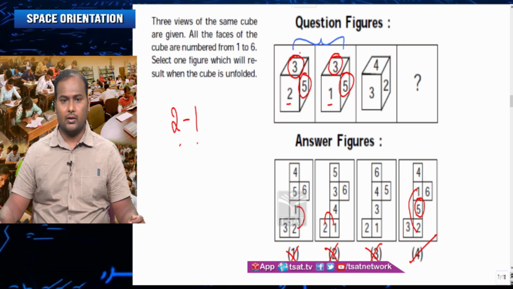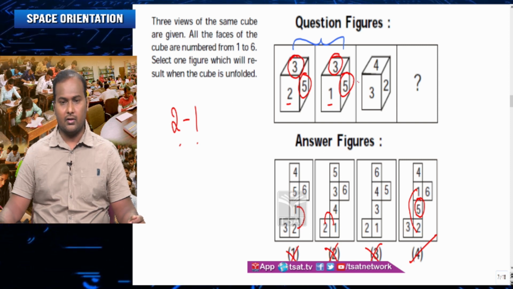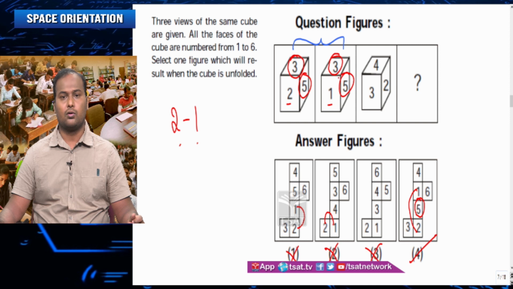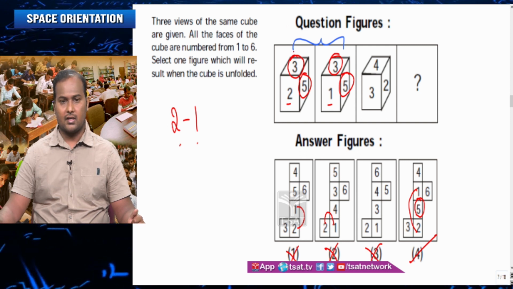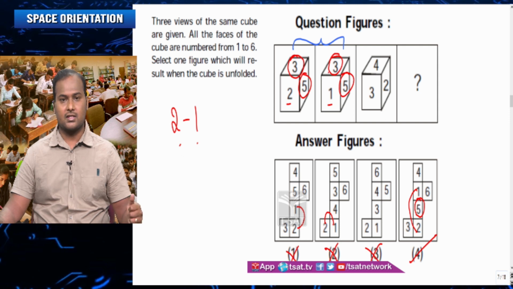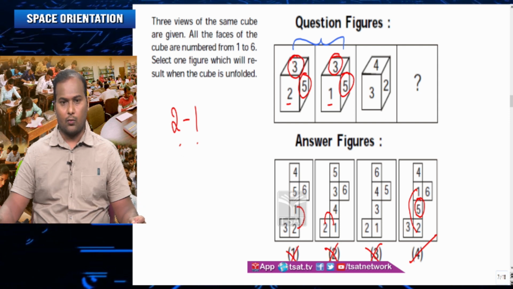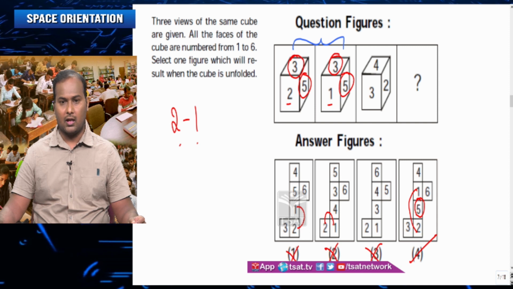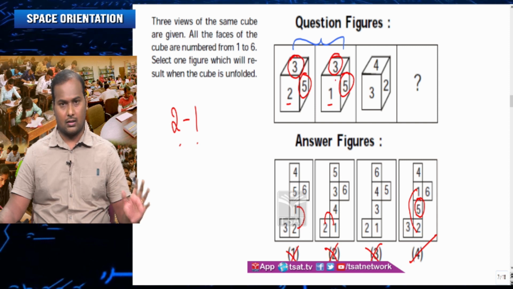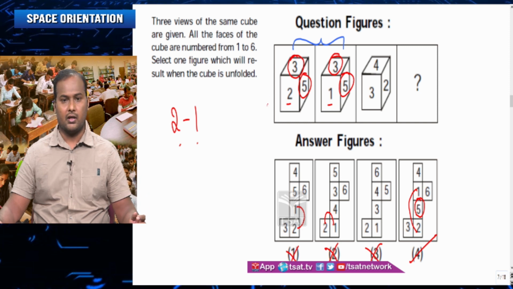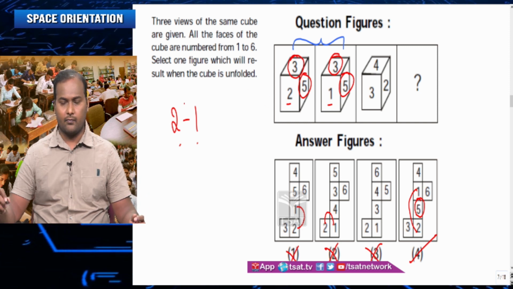I said whenever 3 cubes or 2 cubes are given and you are asked to find the open form, first select any 2 cubes. After selecting any 2 cubes, the next step is to find the common faces. What is common here? 3 and 5 are common. Once you find the common faces, whatever remain become opposite. Here 2 and 1 remain, so they become opposite.